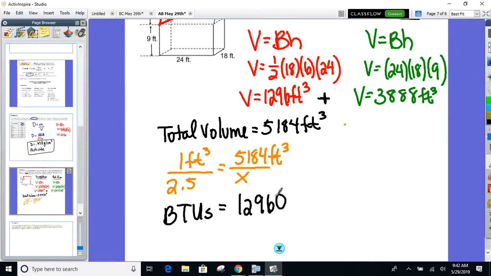What still do we have to integrate? What do you got, Thomas? What did I forget about? I read it at the beginning, but it skipped my mind. How many windows? 4 windows, and how many BTUs for every window? So 4 times 1,000, got to add in. 4 windows, 1,000 BTUs apiece. So in total, we're going to need 16,960 BTUs.